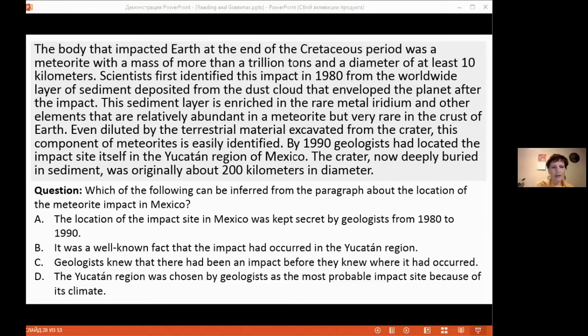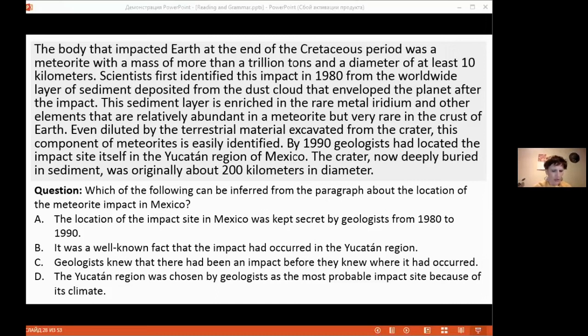Well, the question asks about what can be inferred from the location of the meteorite impact. The first option states that the location of the impact site in Mexico was kept secret by geologists from 1980 to 1990, but there is no mention in the text about any secret information, and this makes option A incorrect. Option B says that it was a well-known fact that the impact had occurred in the Yucatan region, but we see from the text that the scientists did not discover Yucatan as the location until later. We see the information about the discovery of the location only in the last part of the passage. It means that the location was not well known.